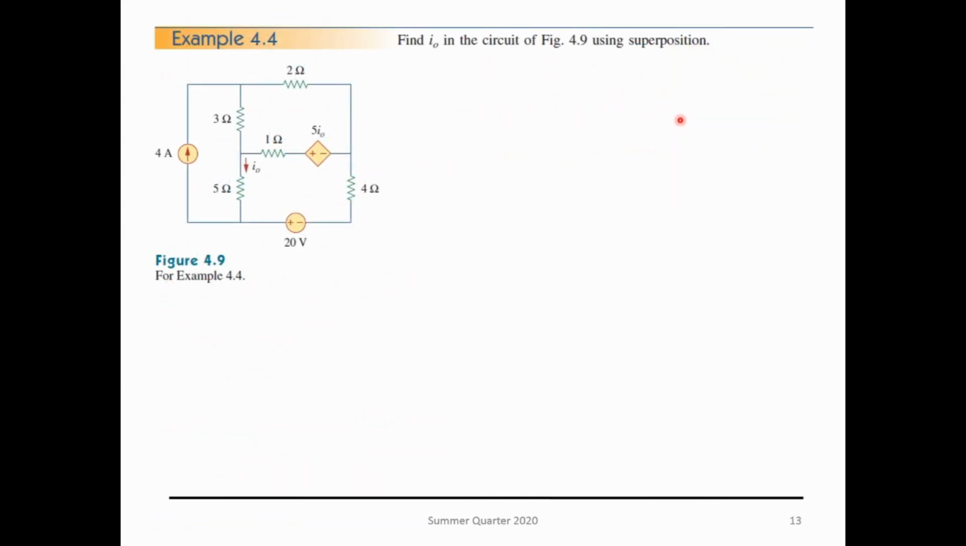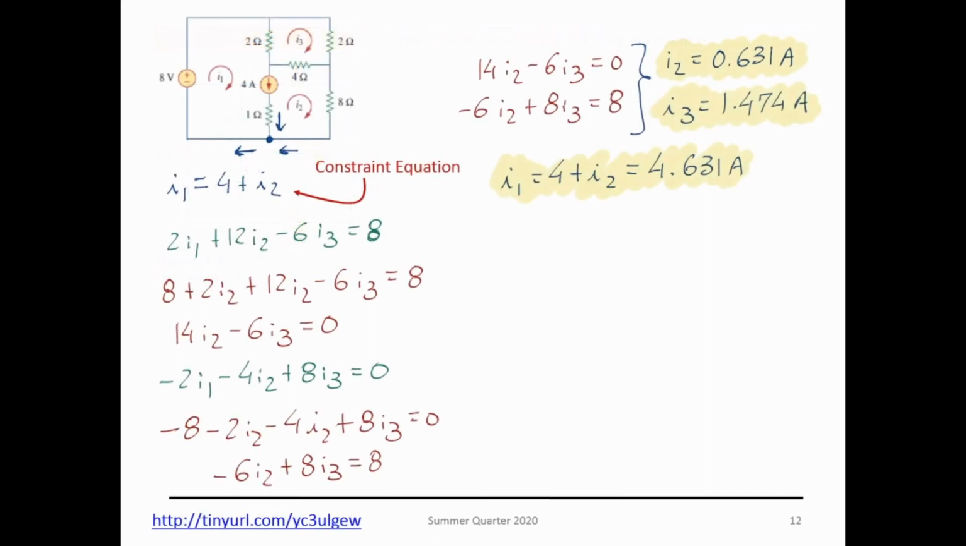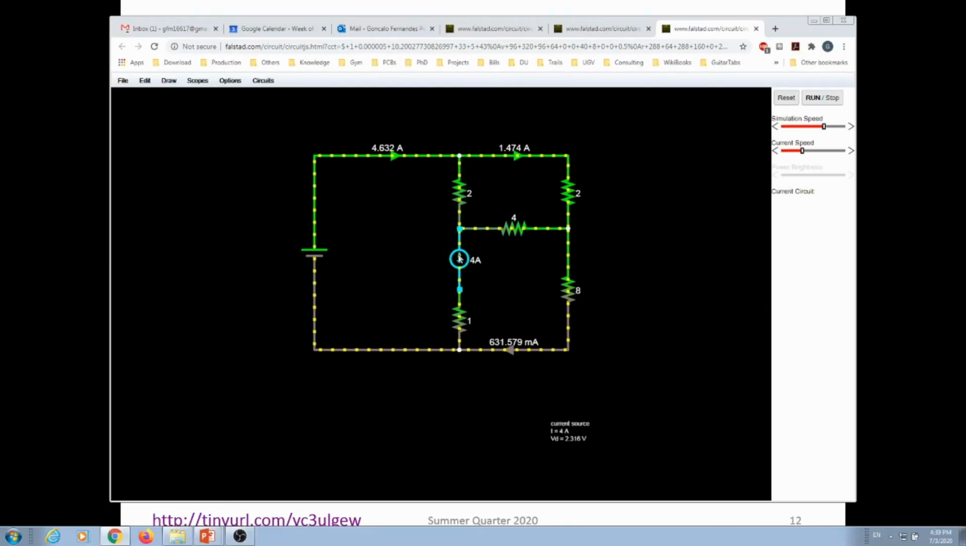So now let's go over the superposition. Oh, before that, sorry, let's go and run our circuit. If you go to file and you run the circuit, here you go, measuring the currents over there, and these are the values that we get.